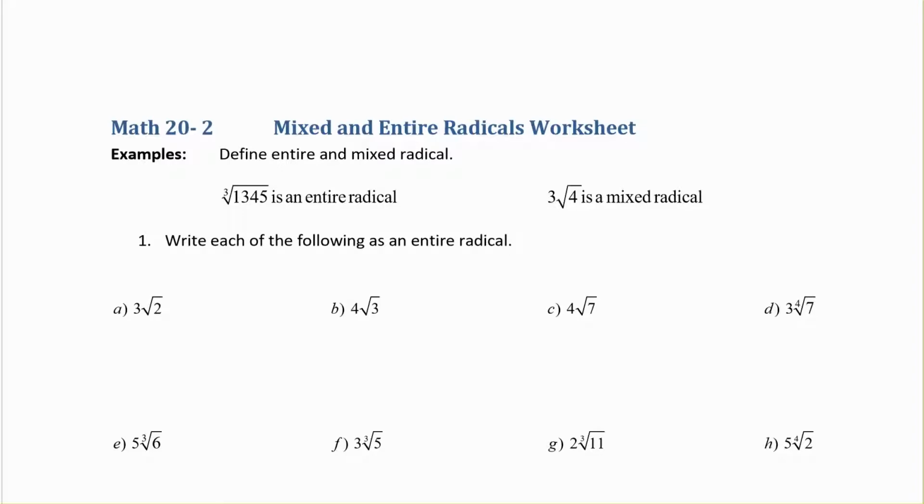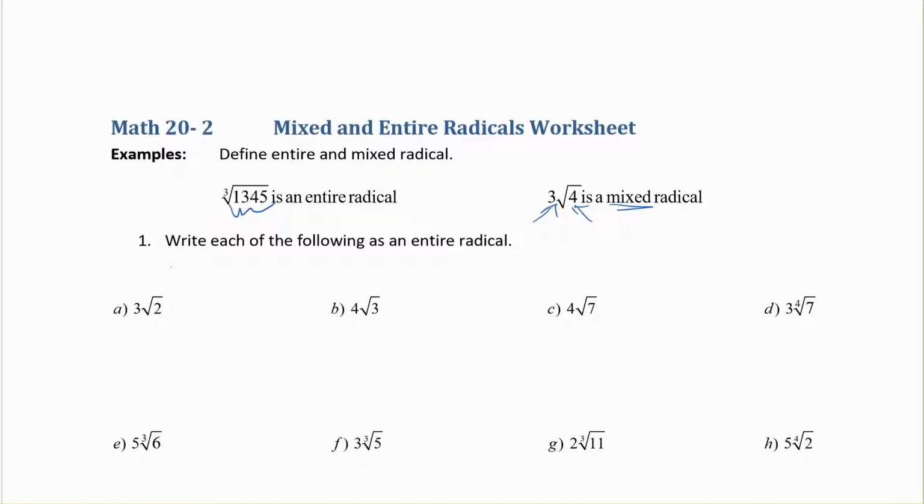Just want to show you guys, or remind you guys from Math 10, the difference between mixed and entire radicals. An entire radical just pretty much means it's entirely under the radical symbol. A mixed radical is like a mixture. It's got one under and one not under. So yeah, that's pretty much it.